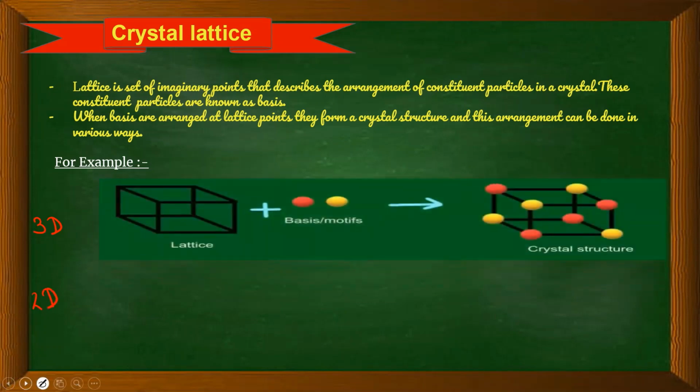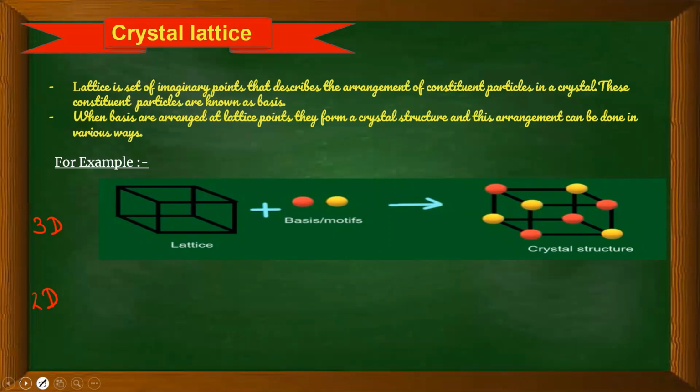This figure shows the 3D lattice. It is a cube which is a 3D structure. So this is the 3D lattice, and when bases or motifs, these bases are also known as motifs, which are the constituent particles, occupy the lattice, a crystal structure is formed, which is just the sum of lattice and the bases.